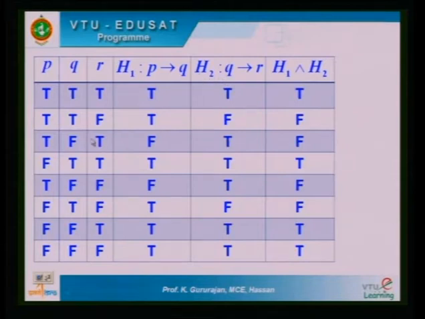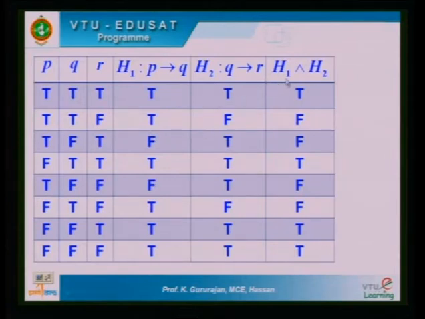Similarly, we can find the truth values of H2. Now, H2 is Q implying R. We have to work with Q and R. As I said earlier, Q implies R can be false only when Q is true, R is false. So where can I find this situation here? In the second row, Q is true, R is false, so the truth value of Q implies R is false. Once again, in the sixth row, Q is true, R is false, therefore Q implying R is false. For all other instances, Q implies R will assume the truth value true only.